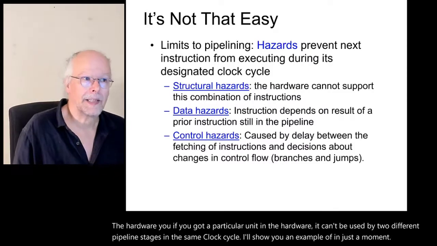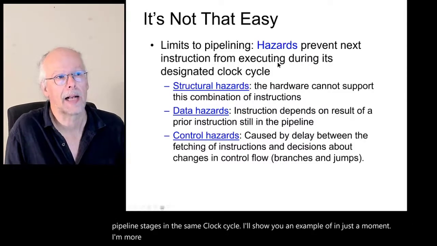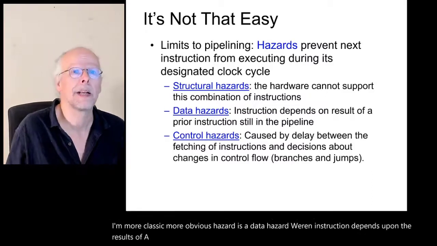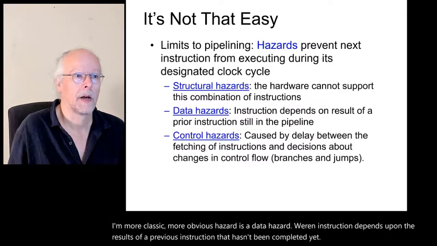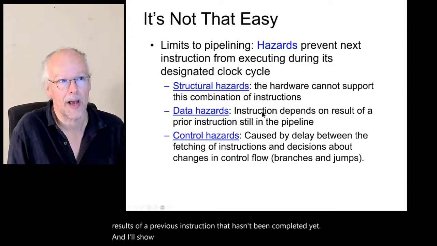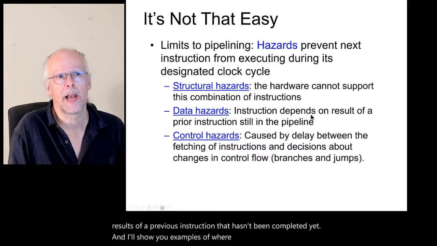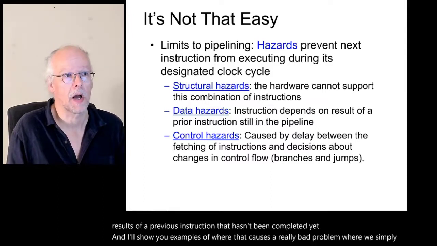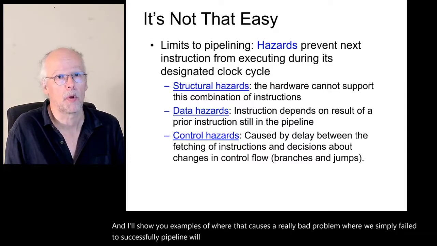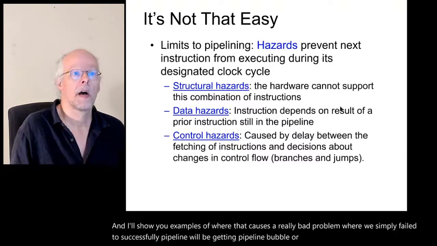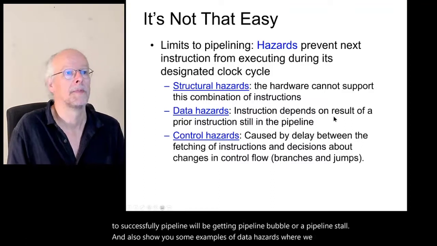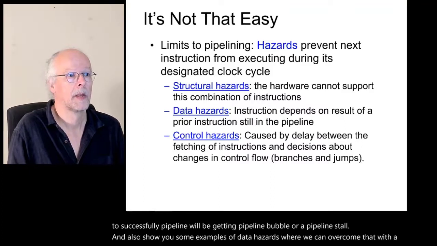A more classic and more obvious hazard is a data hazard, where an instruction depends upon the results of a previous instruction that hasn't been completed yet. I'll show you examples of where that causes a really bad problem, where we simply fail to successfully pipeline, where we get a pipeline bubble or a pipeline stall. I'll also show you some examples of data hazards where we can overcome that with a trick called forwarding.